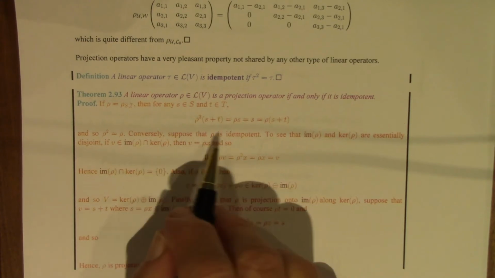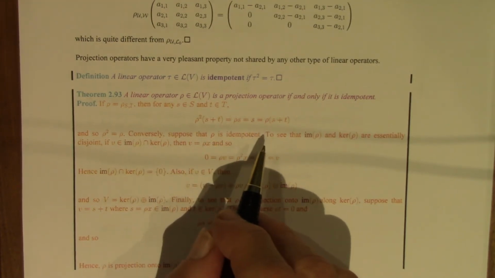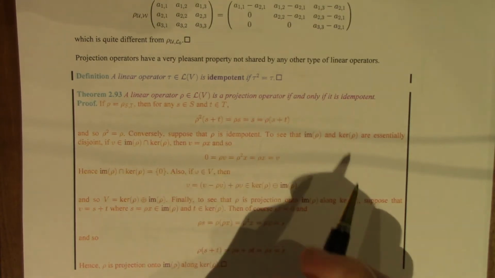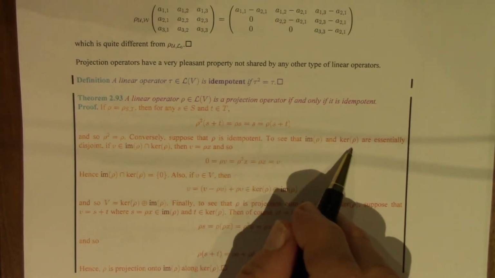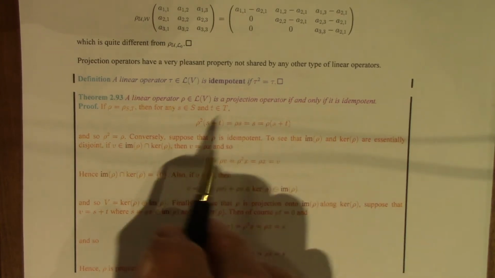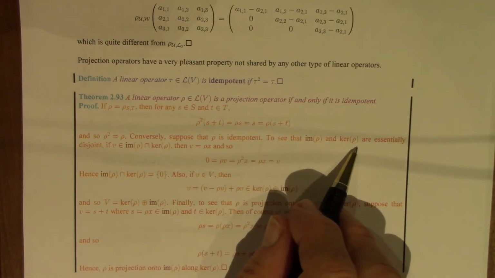Conversely, suppose that ρ is idempotent. We need to find the subspaces S and T for which ρ is projection onto S along T. And those are going to be the image and the kernel. Because ρ is idempotent, these two are essentially disjoint.